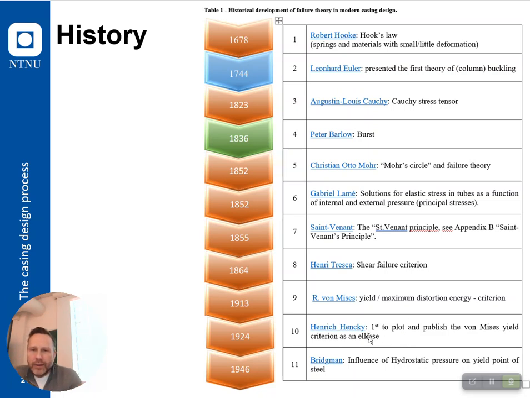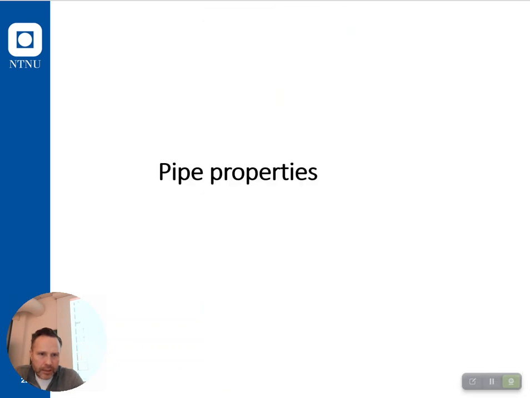Even if we got von Mises in 1913 for the first time ever, the ellipse is actually from another guy, Heinrich Hencky. He made that ellipse for the first time in 1924, and something called hydrostatic pressure came and we started discussions around that. It's a little bit out of the scope of this class. Pipe properties.